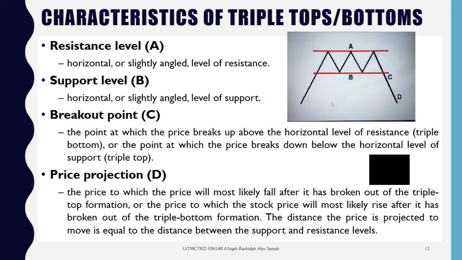As we look at the double top and double bottom, again for triple tops and triple bottoms also, we may look into this example. Here we have A, the resistance level, and then we have B, the support level, and then we have C, the breakout point or entry point, and then also we have the price projection.